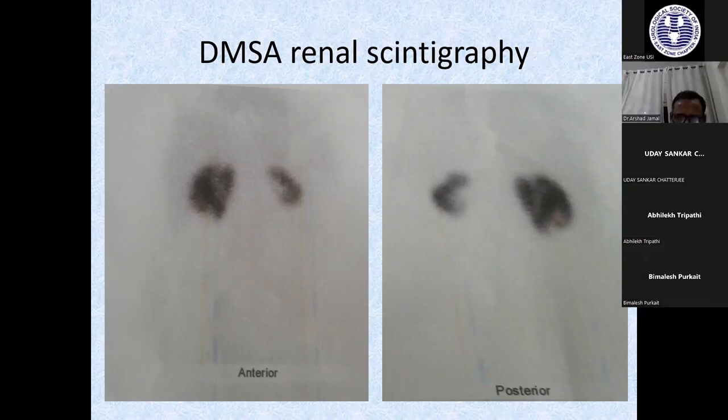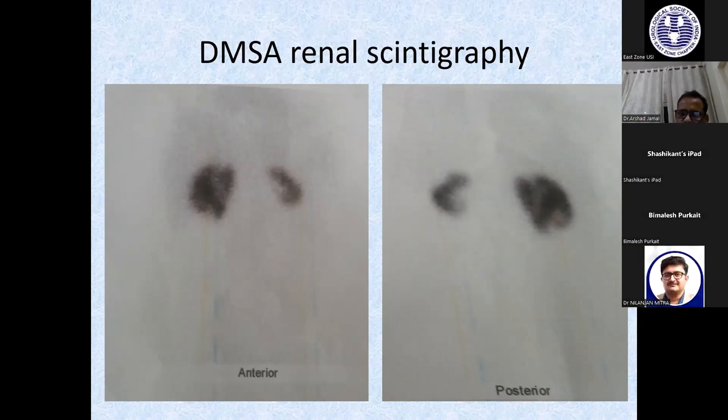DMSA is the only investigation which picks up both the renal function as well as the cortical defect. Other investigations like DTPA will not be able to do this. The morphological investigation will be based on the DMSA. Basically, it's a top-down approach. We are looking at how significant the VUR is, and we want to establish how much treatment will be helpful.